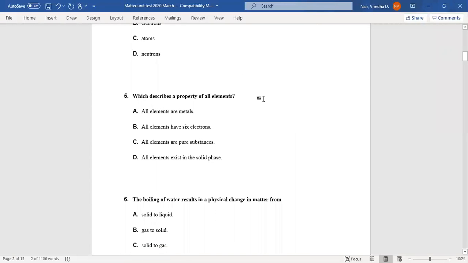Which describes the property of an element? All elements are metals. All elements have 6 electrons. All elements are pure substances. All elements exist in a solid phase.